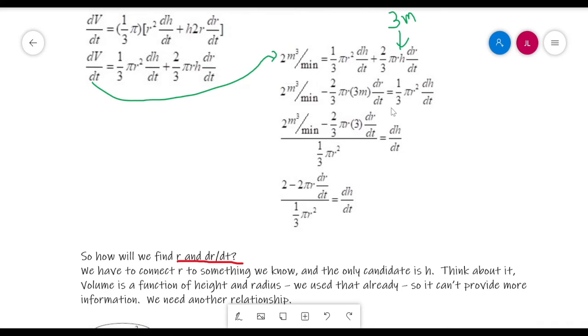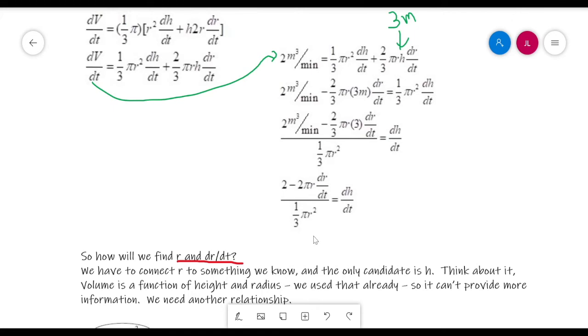So we divide both sides by 1/3 pi r squared. And the only difference between this line and this one is that 2/3 times 3 is 2. So instead of minus 2/3 pi r times 3 dr/dt, the 3 over 3 is 1. We just get minus 2 pi r dr/dt. So this is the simplest expression we have for dh/dt.